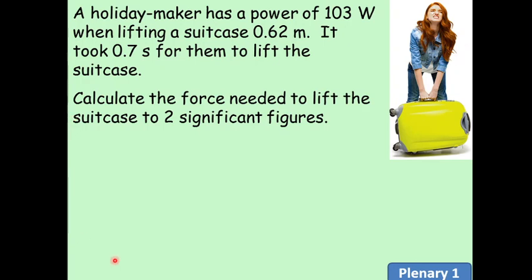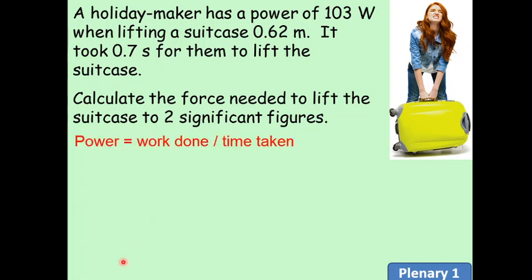Alright, so the first thing we need to do is have a look at what information we've got. So we've got a power, we have a distance, and we also have a time. And we want to calculate the force needed to lift the suitcase. So we do need to use both the power and the work done equations to do this.